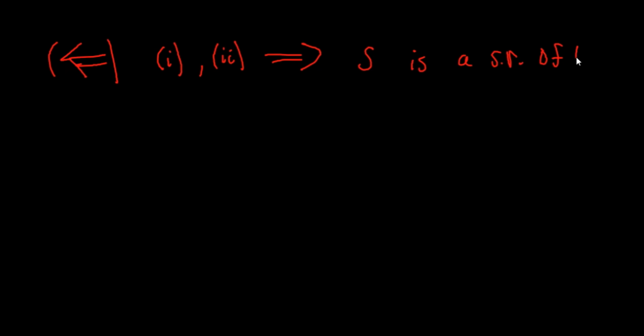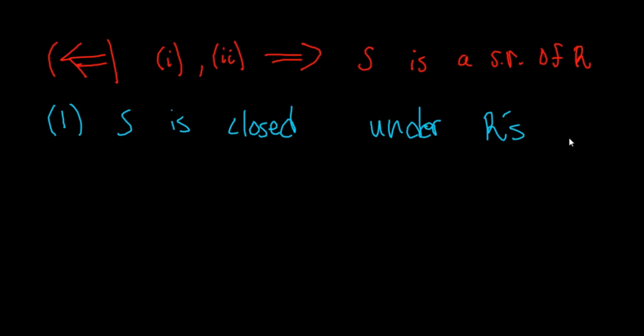Now, to prove the other direction, we need to show that 1 and 2 together imply that S is a subring of R. But in order to show that S is a subring of R, we need to show that S is a ring that has the same operations as R. That is to say, we need to show that, number 1, S is closed under R's additive and multiplicative operations. Number 2, we need to show that S under R's additive operation is an abelian group.